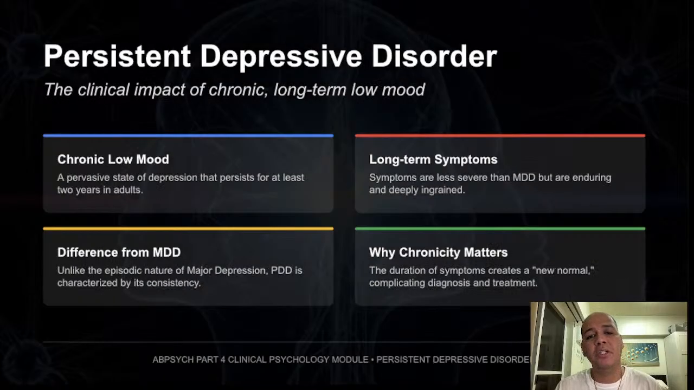And now we'll go to persistent depressive disorder. Okay? In persistent depressive disorder, or PDD, it is a more chronic form of depression. The symptoms may sometimes look less intense than in a major depressive episode, but they last longer and can gradually become part of the person's daily life and self concept.